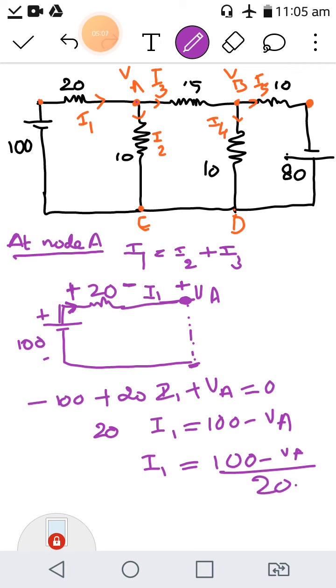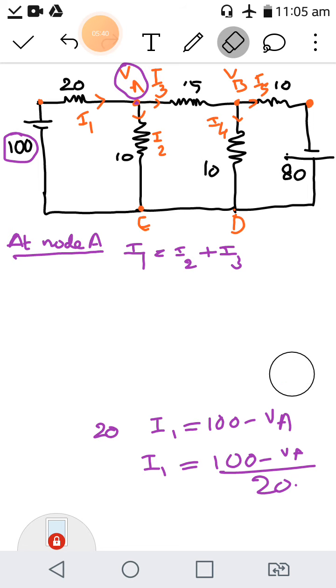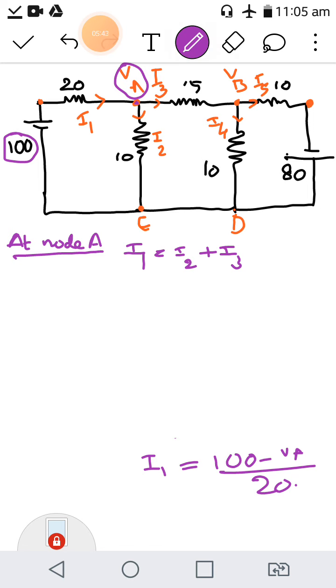This we got by writing the KVL, but just by inspection also, you can immediately write the value of I1. I1 is equal to (100 minus VA) divided by 20, because current flows from the 100 volt battery, which is at higher potential, so you take 100. What is the next value? VA. So 100 minus VA, and what is the resistance? 20. So just by observation also, you can write I1 is equal to (100 minus VA) divided by 20.